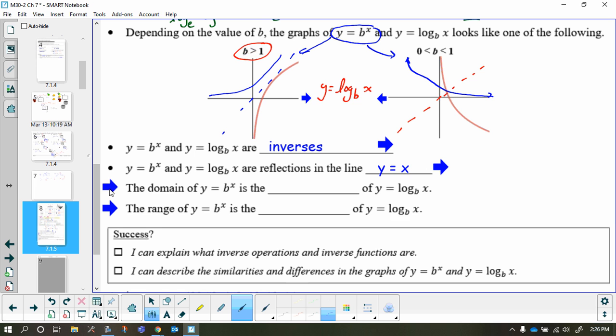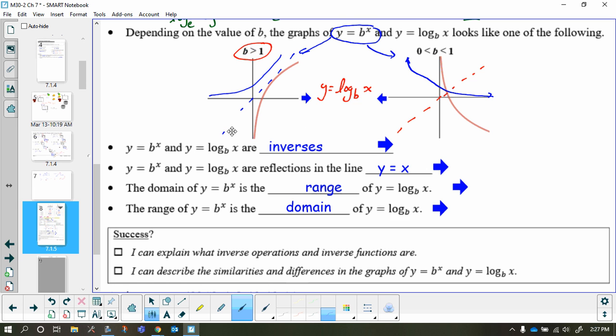The domain of y equals b to the x is the range of y equals log base b of x. So here the exponential function, the domain is all real numbers for the blue graph. Here for the red graph, the range is all real numbers. Similarly, the range of the exponential function is the domain of the logarithmic function. So here the range of this blue graph, y is greater than 0, becomes the domain of this red graph, x is greater than 0.